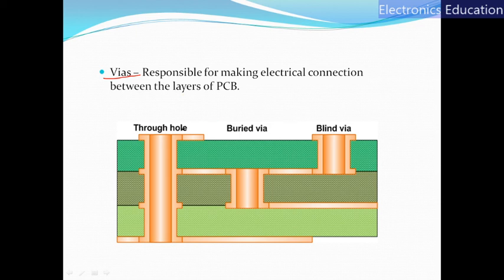So three types of vias are there. Let us see, this is a PCB with four different layers. One, this is second, third and fourth. To have these four layers we have three different substrates, 1, 2 and 3. Now here we have three different types of via. One is called blind via.